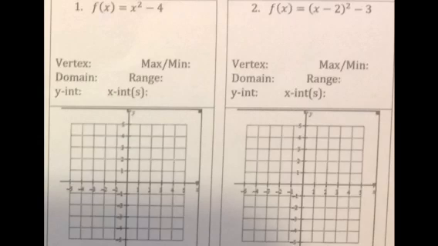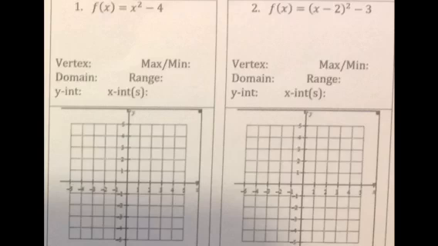Alright, so in this video I'm going to go over graphing quadratic functions in each of the three forms. The first six are in vertex form, even though the first one could also be considered standard form, where the x term is 0, the b value is 0. But it doesn't matter, it will get the same answer either way.